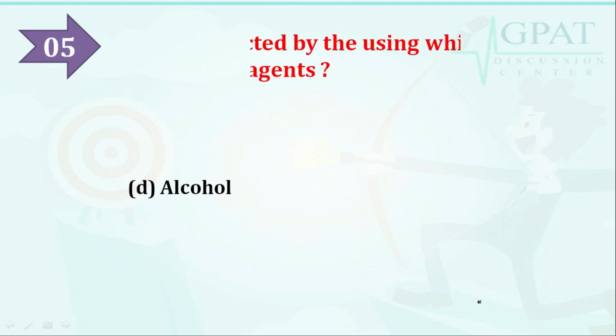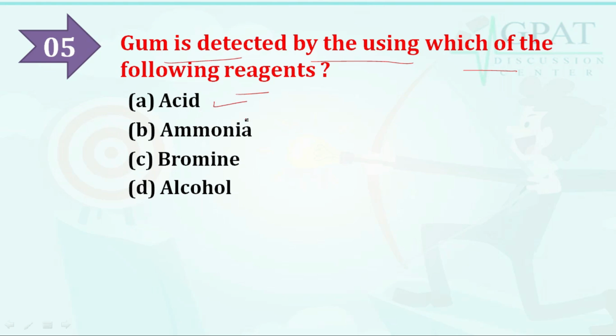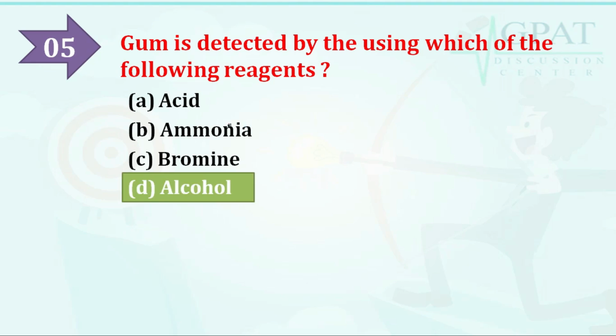The next question is, gum is detected by the use of which of the following reagents? Option A is acid, option B is ammonia, option C is bromine, option D is alcohol. The correct answer is alcohol. Alcohol is used to detect gum.